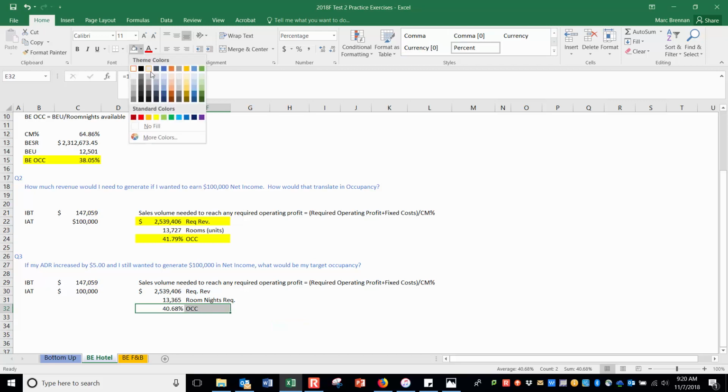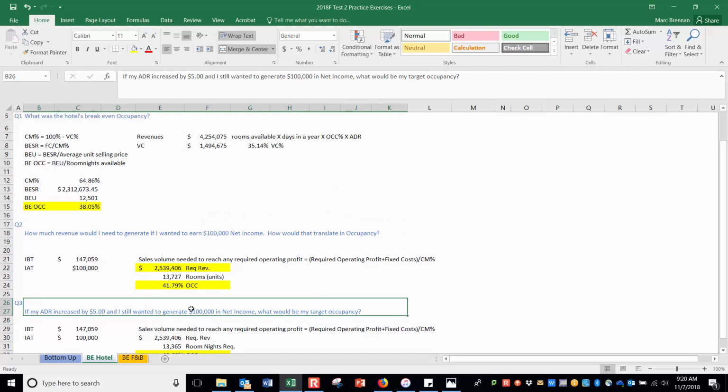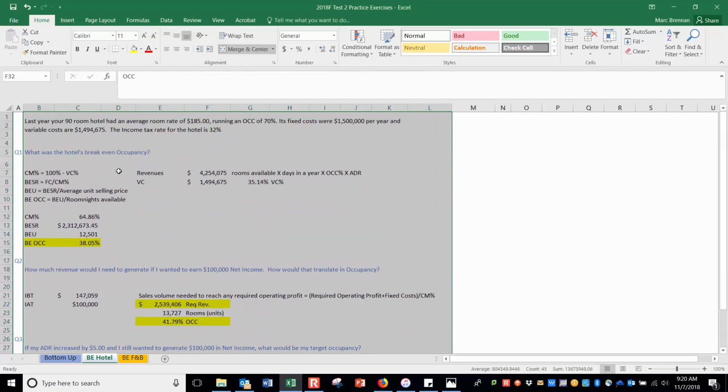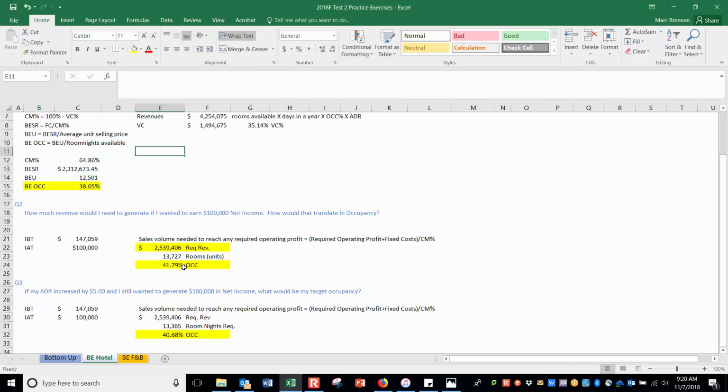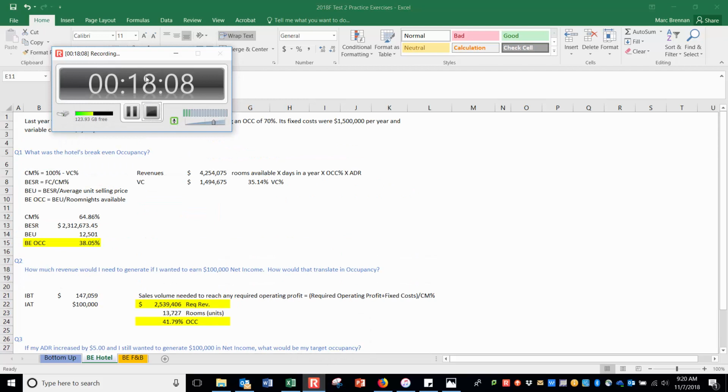That is the answer to this question, because the question is saying if I want to add $5 to my ADR, if I think I'm going to increase my ADR by $5 and I still want to generate $100,000 in net income, what would be my target occupancy? Okay. So hopefully that helps a bit. Simply review this video again, try these questions a couple of times. Your next video will be on break-even food and beverage.